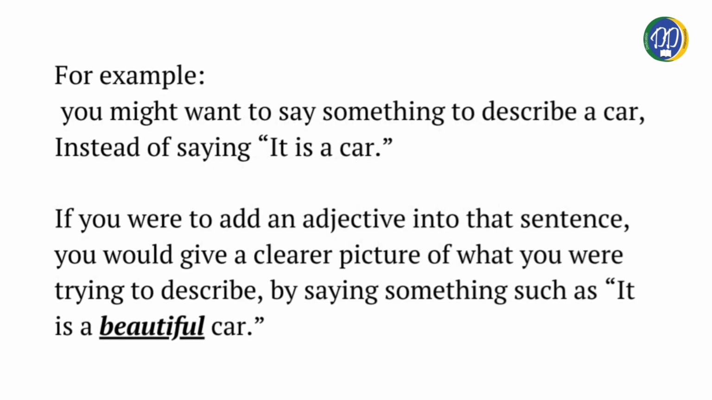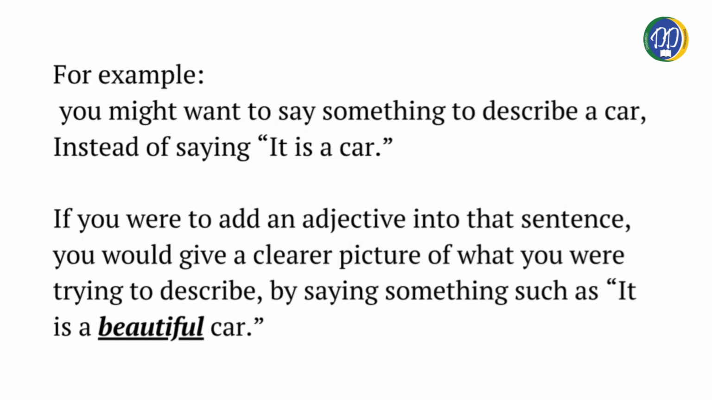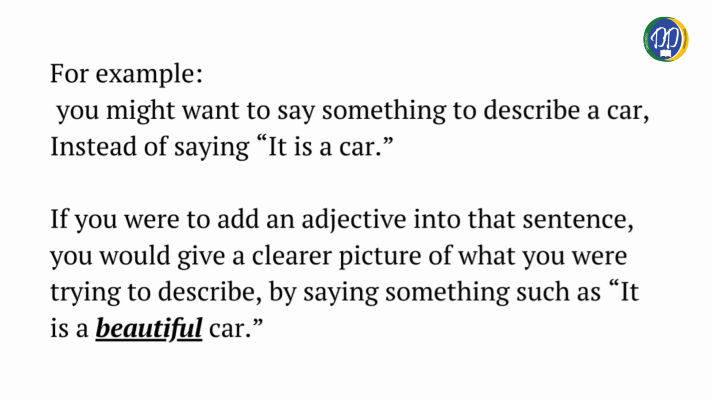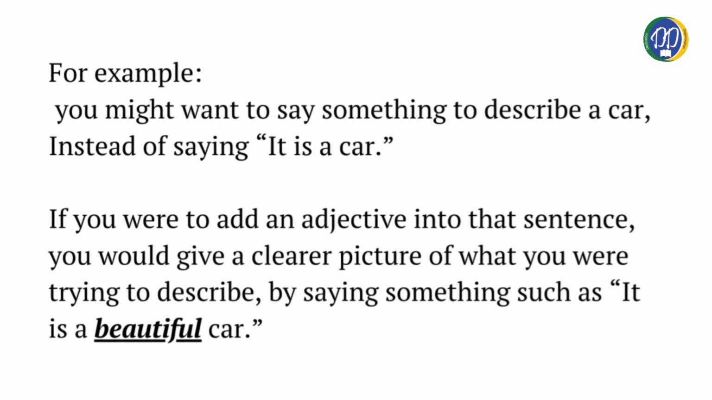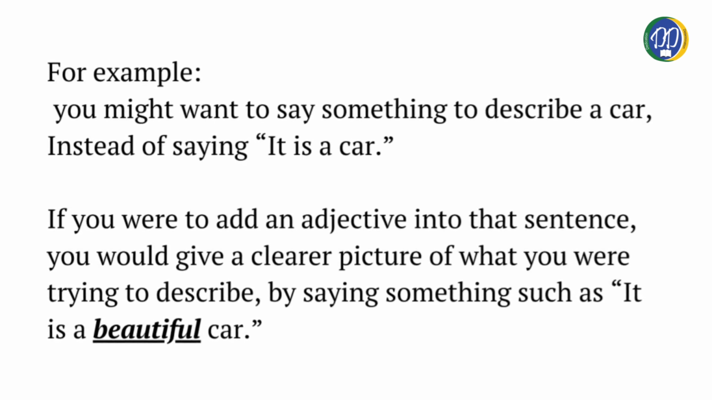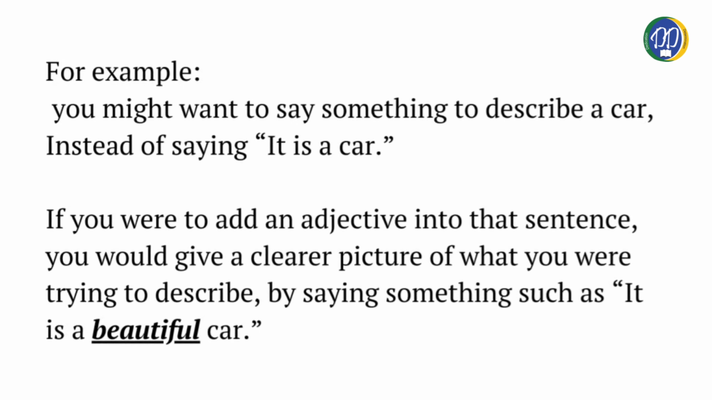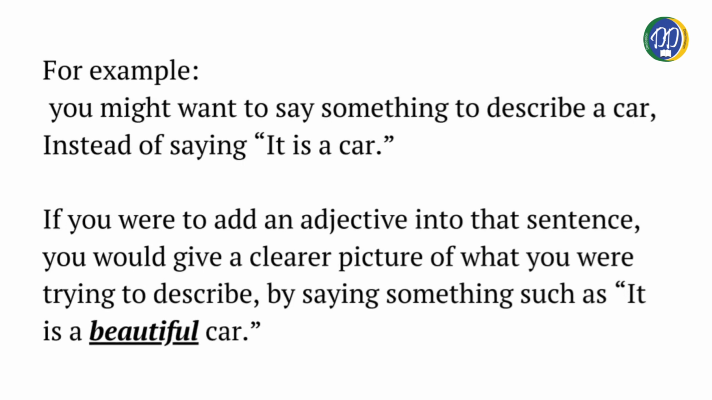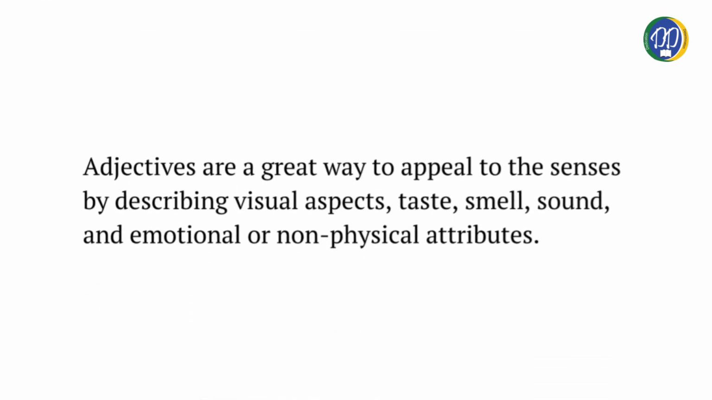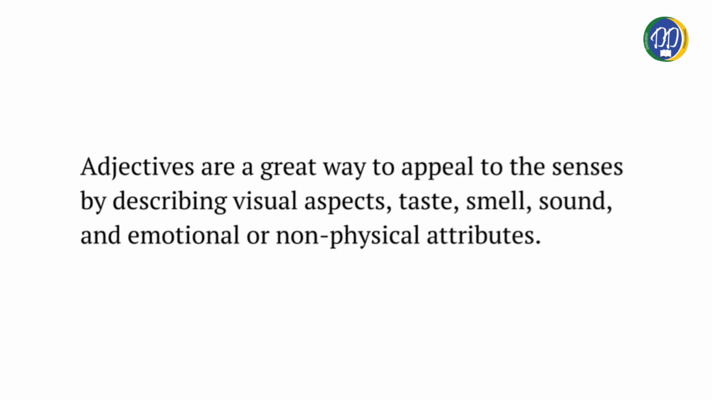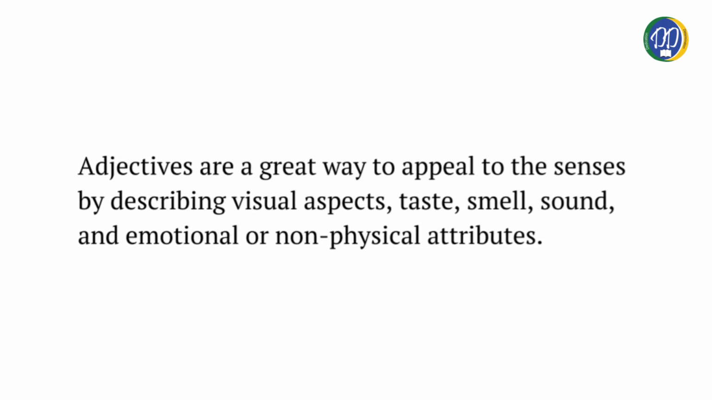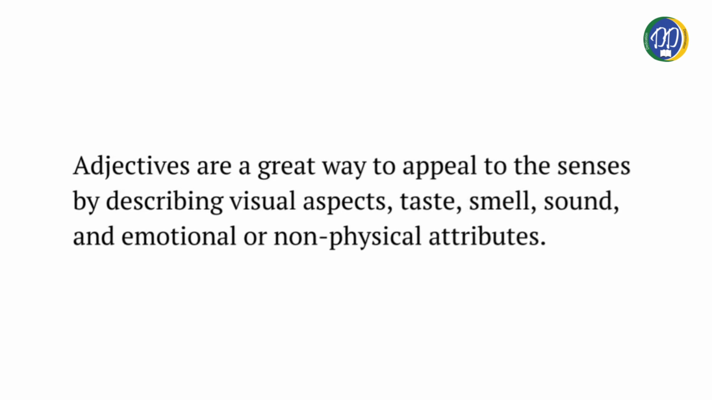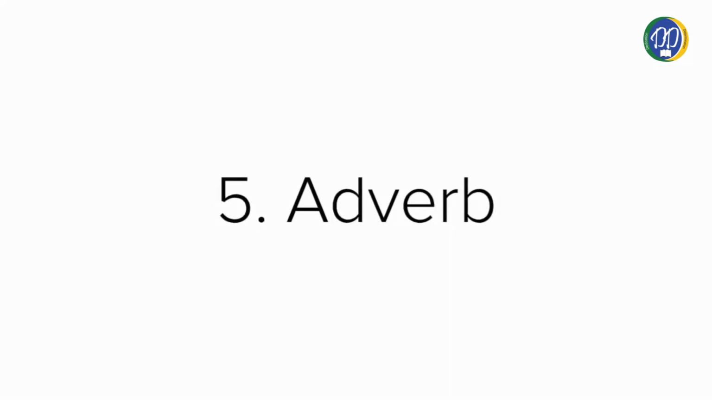For example, you might want to say something to describe a car instead of saying it is a car. If you were to add an adjective into that sentence, you would give a clear picture of what you were trying to describe by saying something such as, it is a beautiful car. In this sentence, beautiful is an adjective. Adjectives are a great way to appeal to the senses by describing visual aspects, taste, smell, sound, and emotional or non-physical attributes. And now the fifth one is adverb.